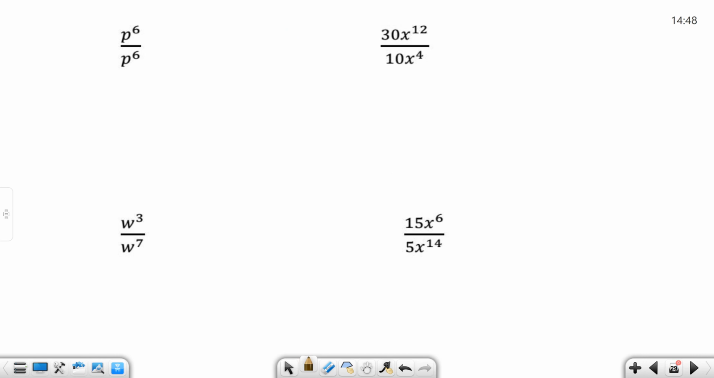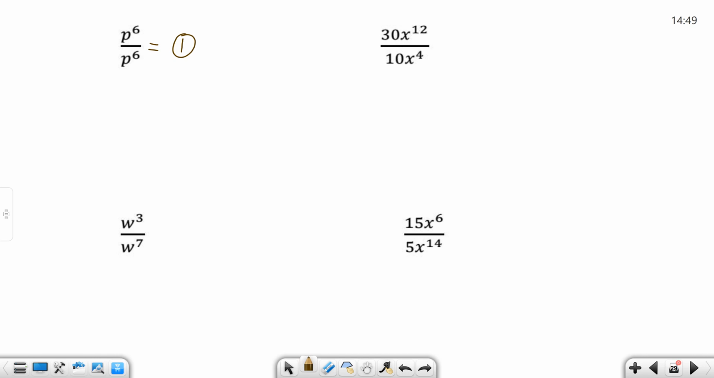P to the 6 over P to the 6. Wait a minute. Where's the bigger power of P? It's the same, right? We said that if there's 6 minus 6 is 0, there's not any left over. The answer's not 0. There's no p's left over. If you remember, we divided all 4 of those x's out. So here, we divide out all 6 of the p's, and we're left with just 1. If the power's the same, there are no p's left over, right? There's no p's. 6 minus 6 is 0. None left over.